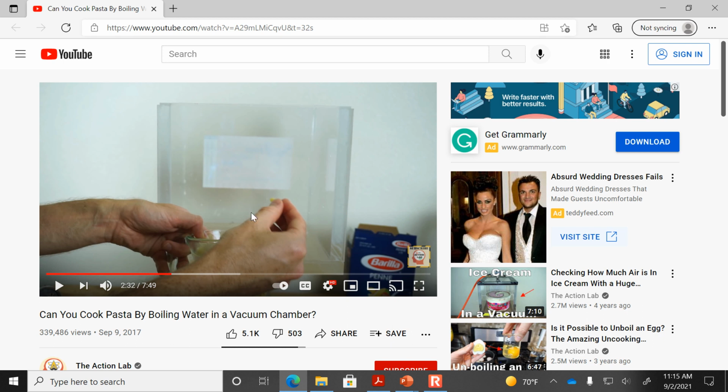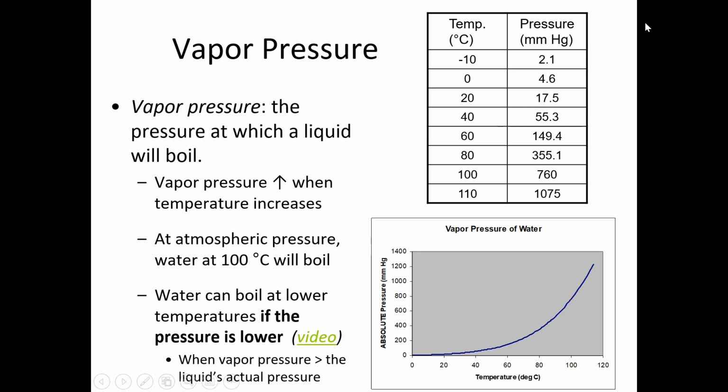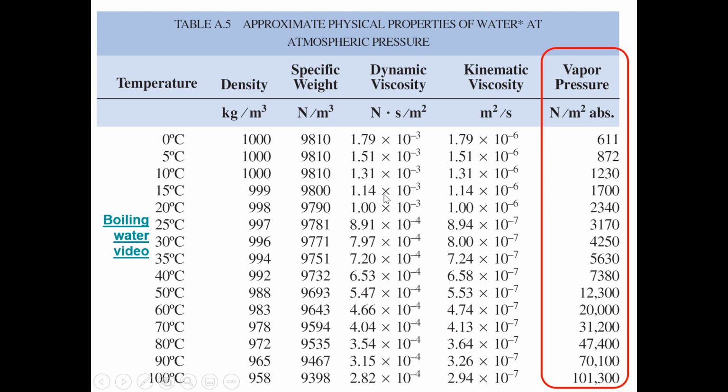At temperatures other than 100 degrees. Okay, so here's that same data that shows the vapor pressure. The other one we were looking at was millimeters of mercury. This one is units that we're more familiar with for the course, newtons per meter squared, or pascals. And so 101.3 kilopascals is the vapor pressure of water at 100 degrees Celsius.